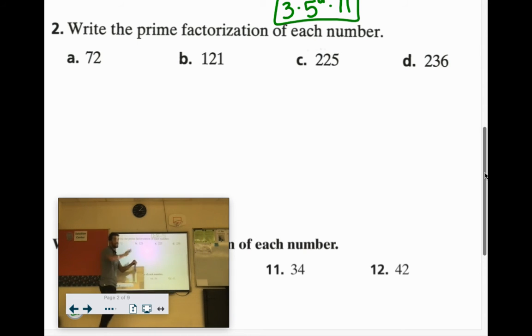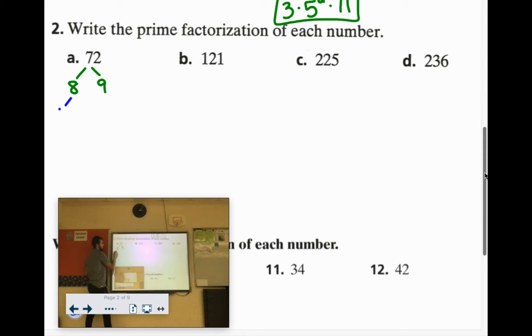Now you find any number that goes into 72. It doesn't even need to be prime right away. So you could pick 2 and 36, and that works. Otherwise, pick 8 and 9. It'll still work out to the same thing no matter what. Neither one of these are prime, so we can keep going.